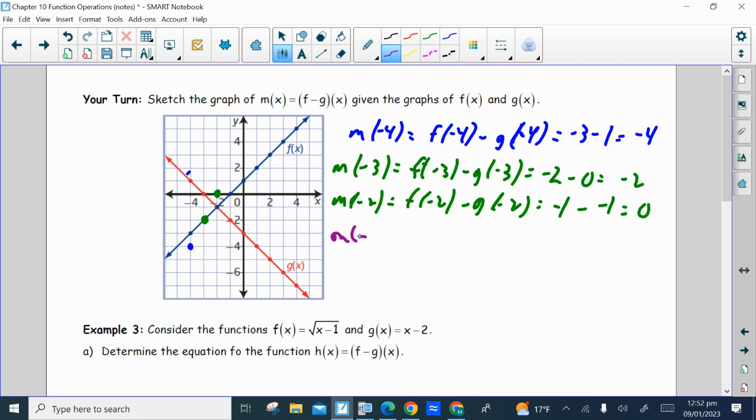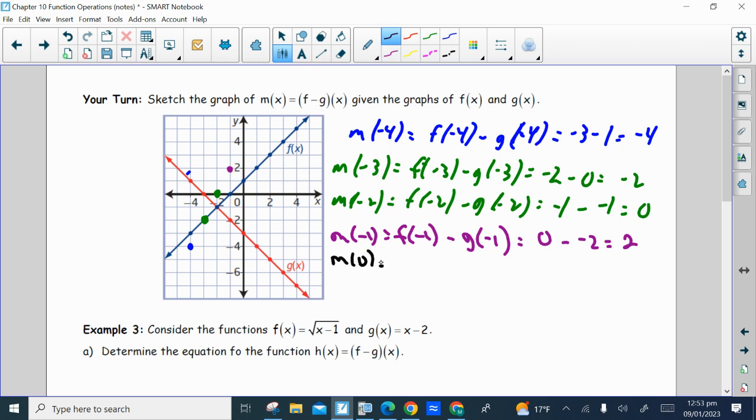If I want to find m at negative 1, that'll be f at negative 1, take away g at negative 1. F at negative 1, on the f graph, that's 0. Take away g at negative 1, which is negative 2. And the minus minus becomes a plus positive. So you get 2 plus 2, which is positive 2. So that's the point negative 1 comma positive 2. That point lines up with the previous three. Follows the same pattern. Let's do a few more.